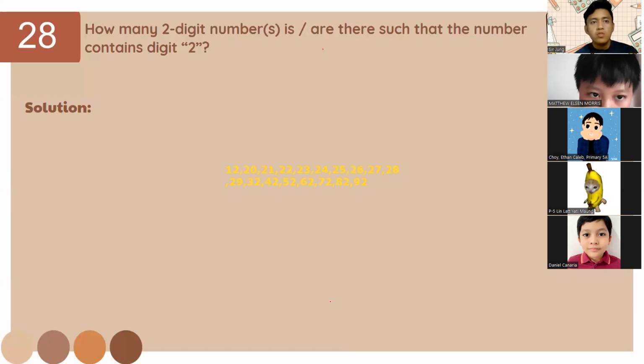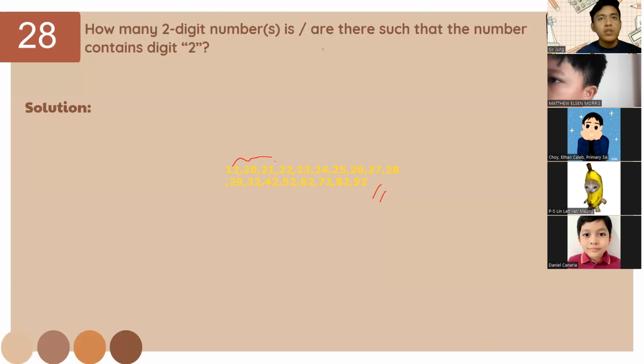Count. So there is 1, 2, 3, 4, 5, 6, 7, 8, 9, 10, 11, 12, 13, 14, 15, 16, 17, 18. There are 18 numbers that contain the digit 2. Yes, that's correct. Thank you for sharing your solution and answer, Mr. Matthew. You can just count this one since the numbers are not that big. So 12, 20, 21 to 92 is 18 numbers.